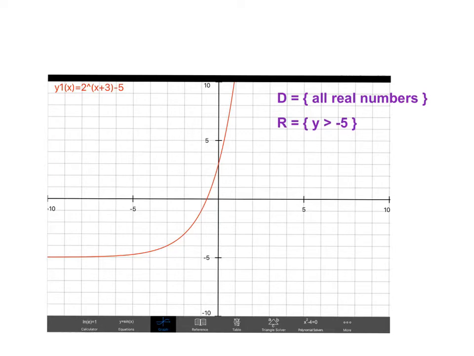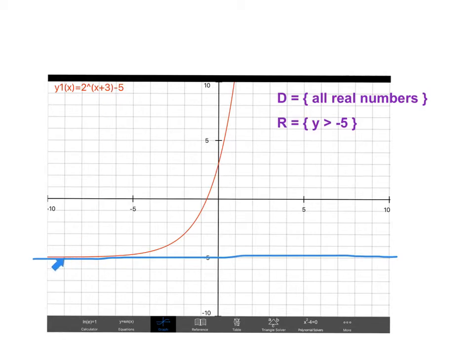Okay. So the domain for exponential functions will be all real numbers. There will always be an x. We have this boundary for y here. And when we talked about parabolas and quadratics, we had minimums and maximums, and they were greater than or equal to or less than or equal to. For exponential functions, it's not going to have the or equal to for all the reasons that I just explained before. It will never get to negative 5.